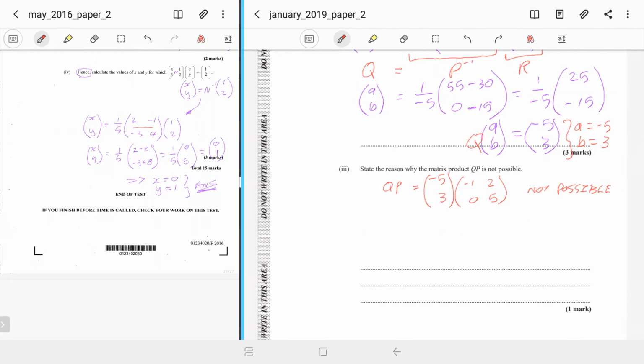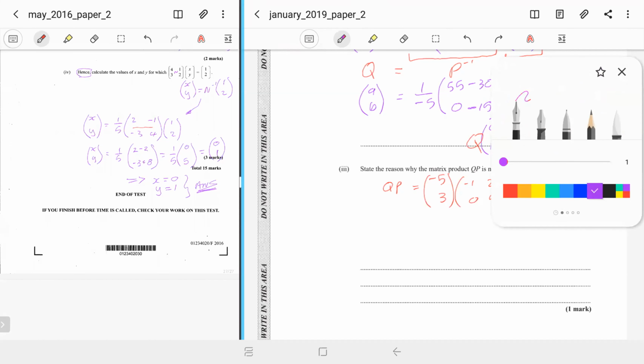Sir, it's not possible to multiply them because they're not commutative. Nope. Commutative has to do with switching them around. Remember, guys, multiplication of matrices is possible when the number of columns in the first matrix is equal to the number of rows in the second matrix. That is what you're looking for.